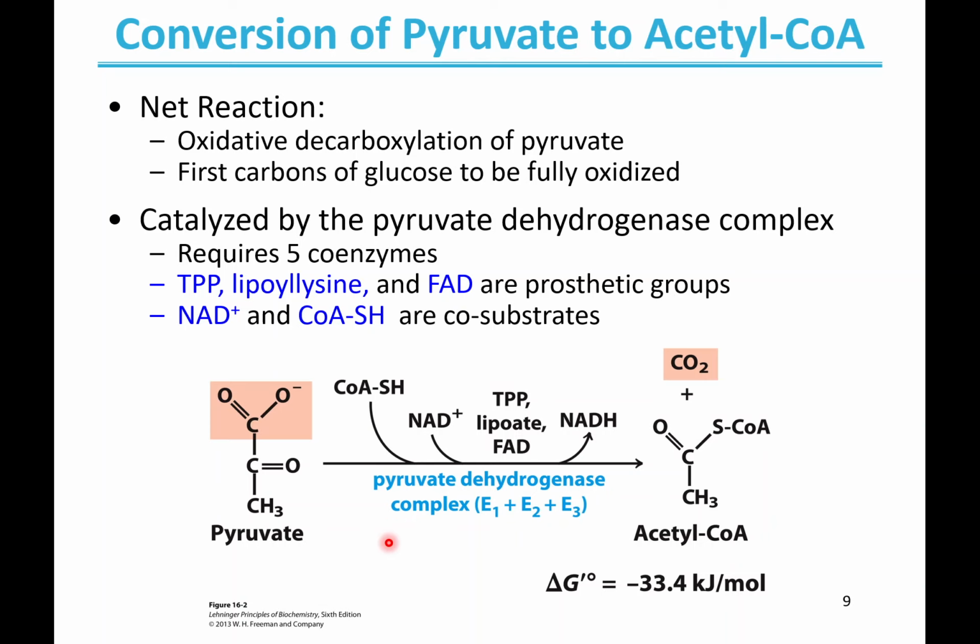This complex requires 5 coenzymes. There are 3 prosthetic groups, which we'll talk about in some detail, and 2 what you can think of as coenzymes or co-substrates. The prosthetic groups are TPP, lipoic acid attached to a lysine, so lipoyl lysine, and FAD. And the co-substrates are NAD plus and coenzyme A.